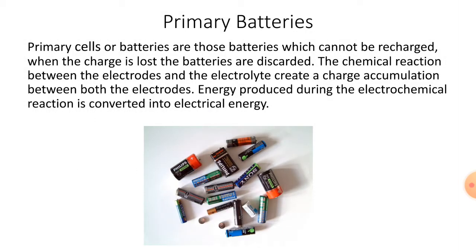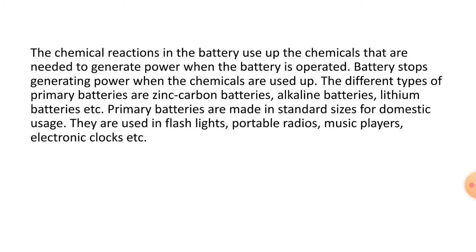Primary batteries. Primary cells or batteries are those batteries which cannot be recharged. When the charge is lost, the batteries are discarded. The chemical reactions between the electrodes and the electrolyte create a charge accumulation between both the electrodes. Energy produced during the electrochemical reaction is converted into electrical energy. The chemical reactions in the battery use up the chemicals that are needed to generate power when the battery is operated. The battery stops generating power when the chemicals are used up.